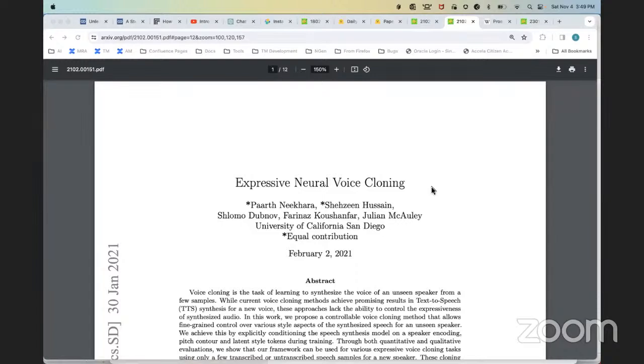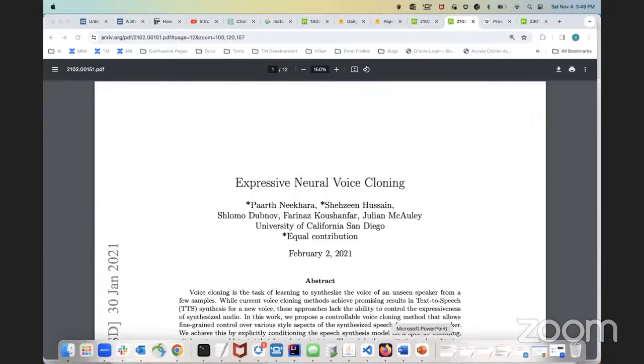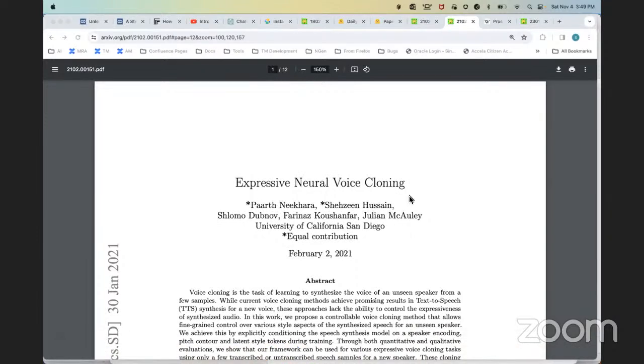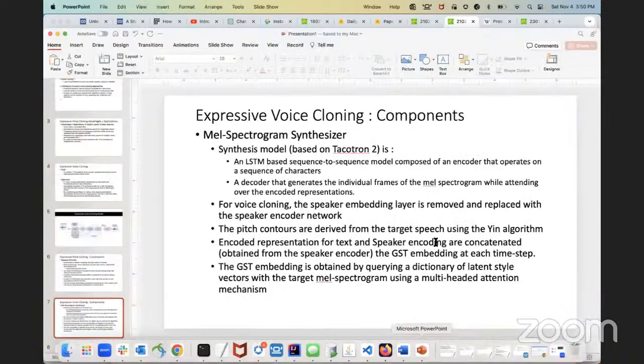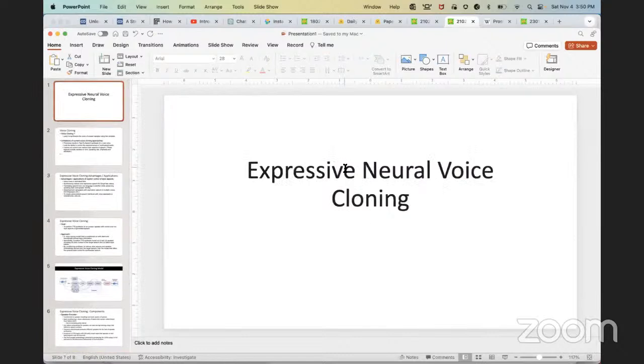So it's me, Harini, and Sukhpal online. I'm here in the facility, and this is about expressive neural voice cloning. It's a step beyond just voice cloning, focusing more on the expressive aspect of the cloning. We tried to summarize this in a PowerPoint presentation, so that we highlight only the points that are important in this paper, and then we'll switch to the paper wherever necessary.